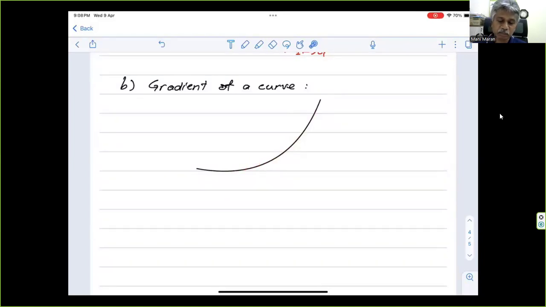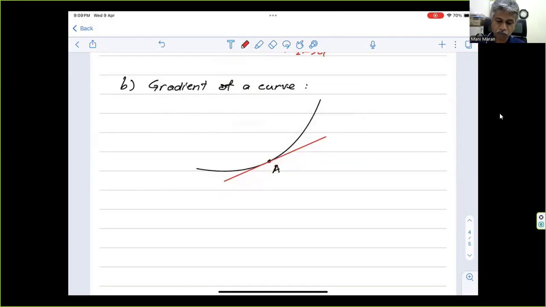So the gradient depends on the point. If you put a point A there, the gradient at point A will be given by the gradient of the tangent touching the curve at point A. So when you draw a tangent like this, the tangent touches the curve at point A at a single point like this.